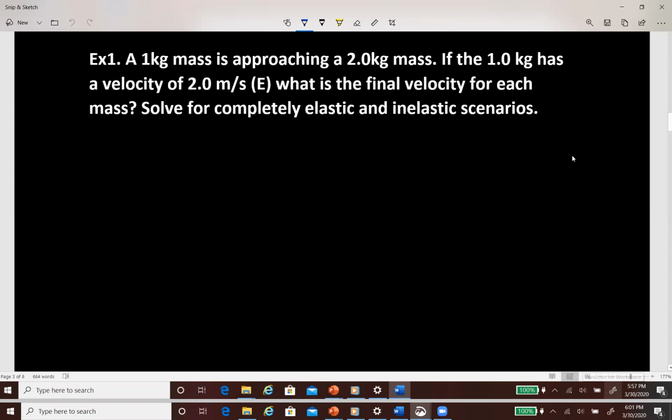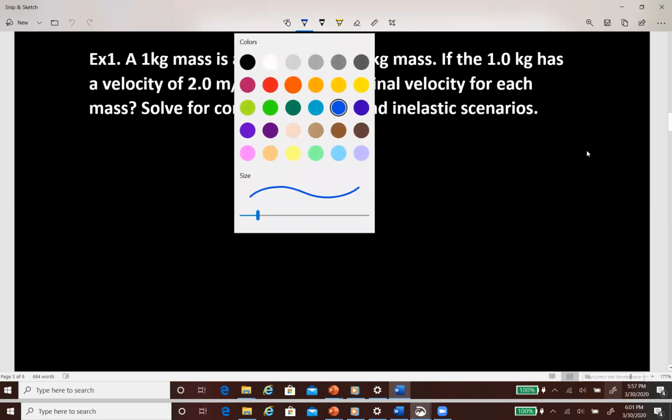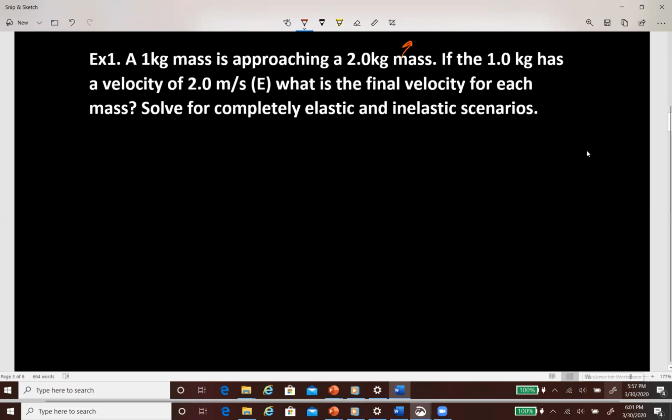So here's the first question. First question is we have a 1 kilogram mass approaching a 2 kilogram mass. I guess we have to assume that in this question, the 2 kilogram mass is stationary. Let's pick a nice color here. So we're going to assume that this is stationary. Okay, so it's not moving initially. And we're going to figure out the final velocity for each mass.